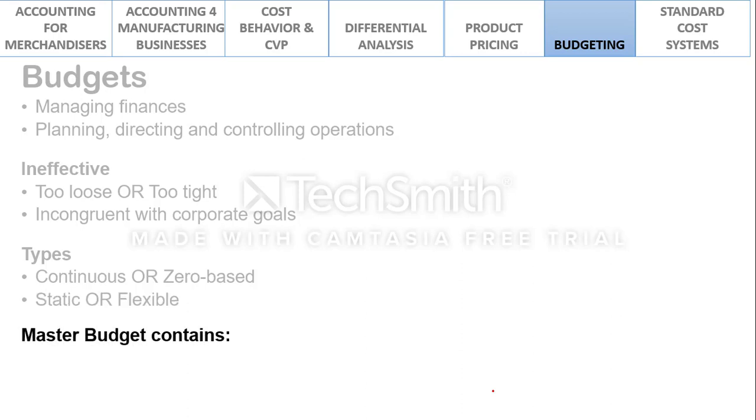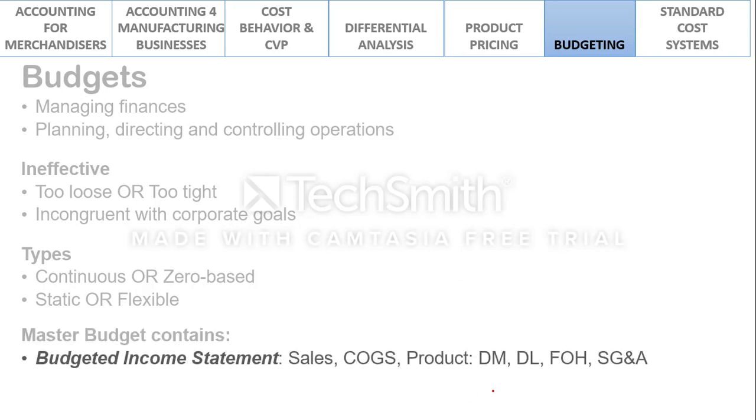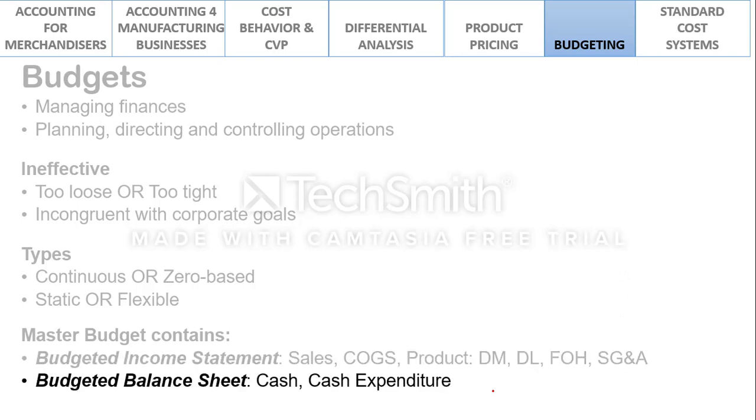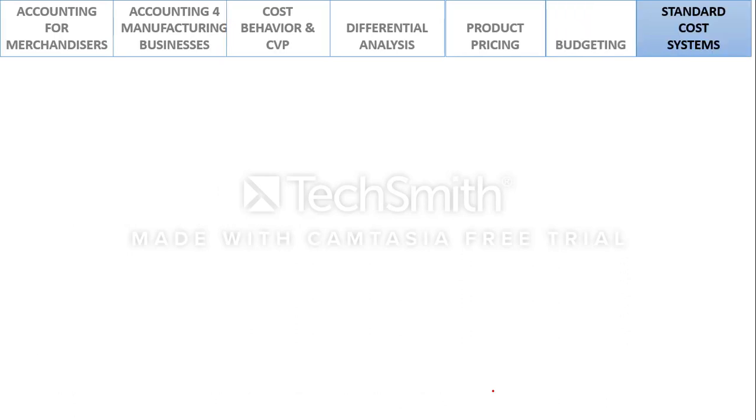And then finally, a master budget. Now, a master budget contains all of the various elements within an economic unit, i.e. a business. There are 2 types of budgets. There's a budgeted income statement, which actually is a budget, but on the budgeted income statement, we have a sales budget, cost of goods sold budget, product cost budget, direct materials budget, direct labor budget, factory overhead budget, selling general administrative budget. All of those are related to the budgeted income statement. And then we have a projected balance sheet budget, which shows cash and capital expenditures.